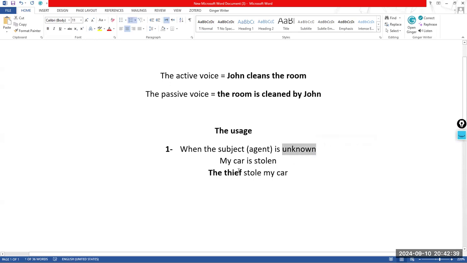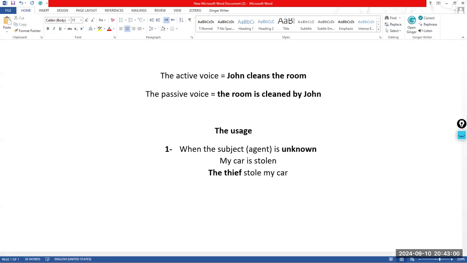I don't know the thief. I don't know his or her name. I don't know his or her shape. So this is why it is not important to mention the subject. In this way, you have to use what? The passive voice. Okay? This is the first usage.